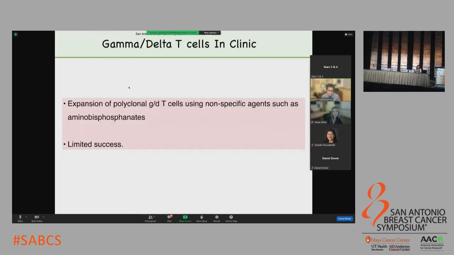There are a number of studies currently ongoing, multiple clinical studies and so forth, that are focused on expanding gamma delta T cells in culture and then giving them back to the patient. And because there is no specific way to expand tumor targeting T cells, most of the methods use non-specific agents like aminobisphosphonate. The success has been fairly limited. So we are excited by what we see because we think maybe this co-culture approach could be one way to enrich for tumor selective gamma delta T cells. And that's something that we're keenly interested in.